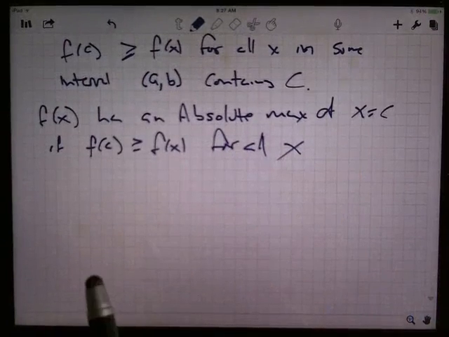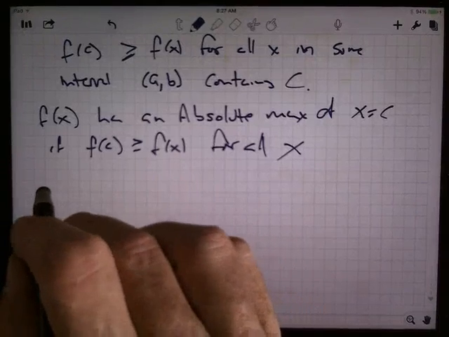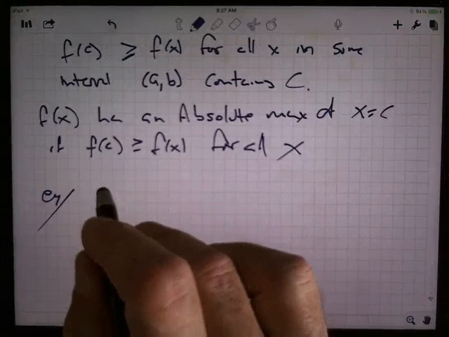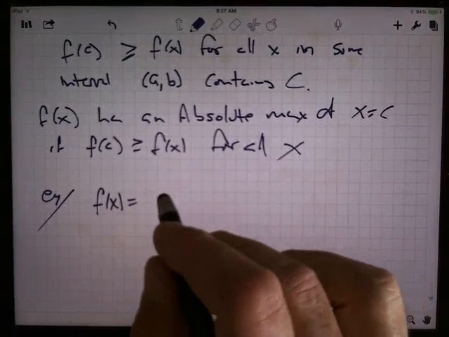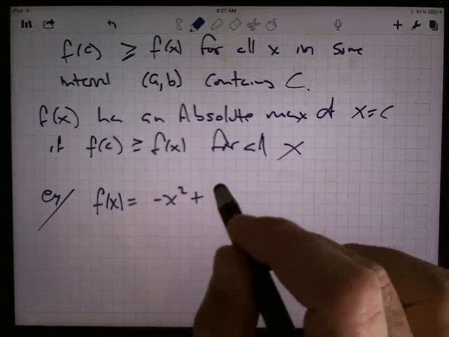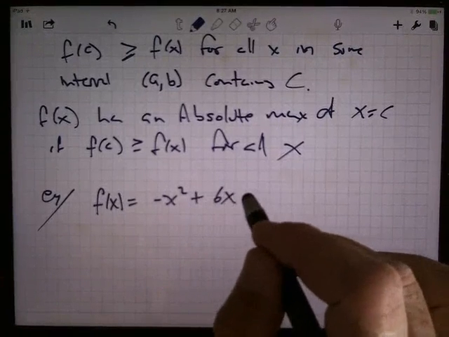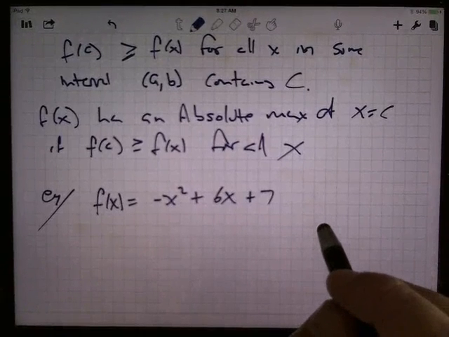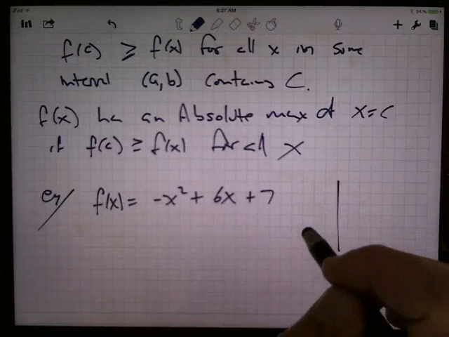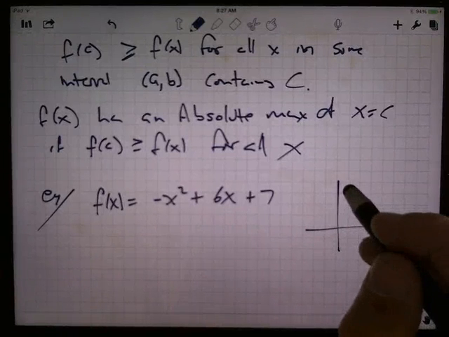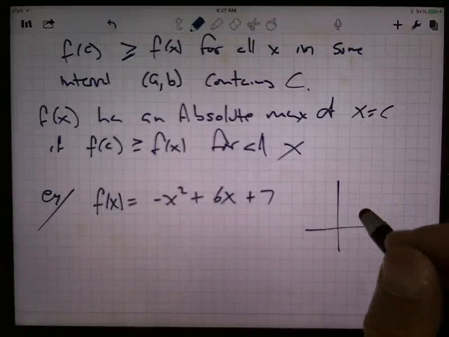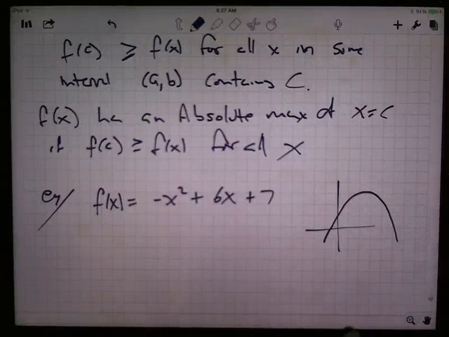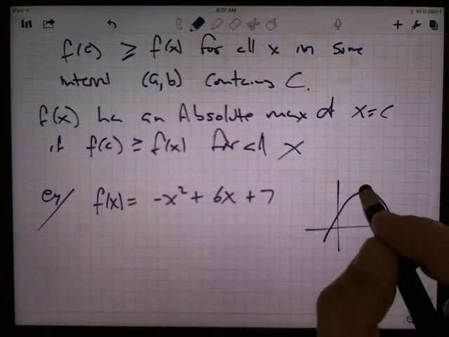Let me distinguish between two things here. Let me give you an actual example. How about a function like f of x equals minus x squared plus 6x plus 7. Now this is a parabola that opens downward, something like this. And it's got a maximum up at the top here.